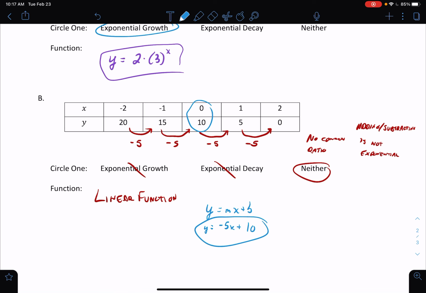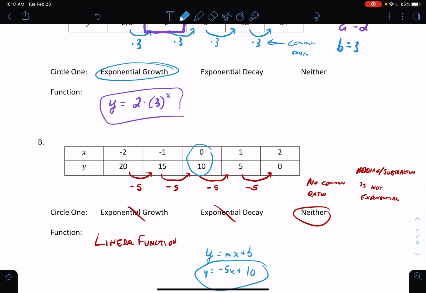For the purposes of our exponential unit, you just need to recognize that this is not exponential because there is no common ratio. Like if I take 0 divided by 5, that's 0. 5 divided by 10, that's 1/2. 10 divided by 15 is 2/3. There's no common ratio there. Therefore, this is not exponential. You need to be multiplying by some number greater than 1 or some number in between 0 and 1 to be exponential. So that is everything for 7.2.